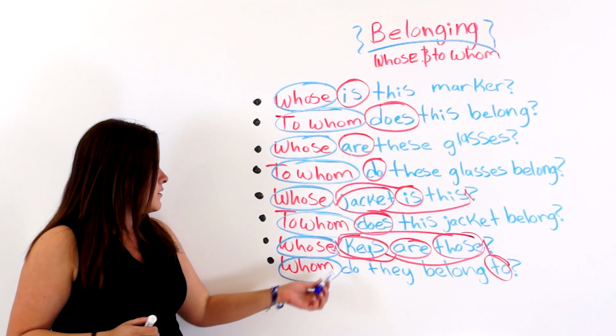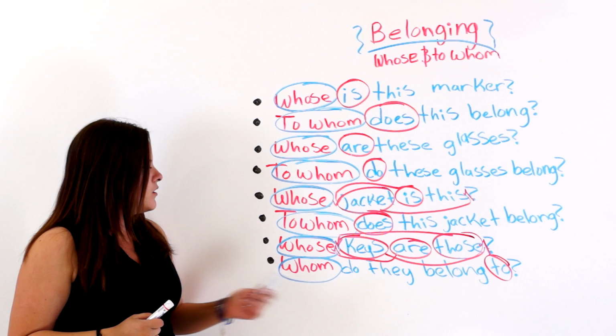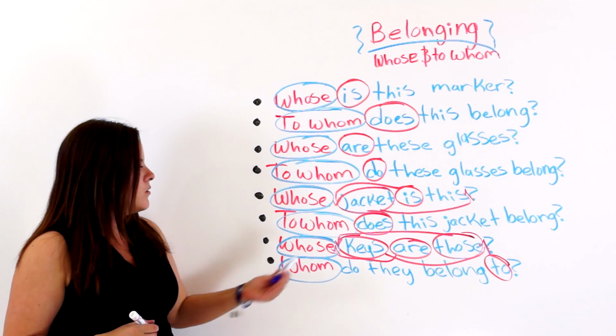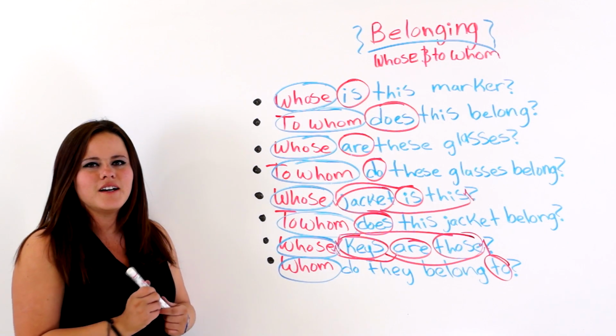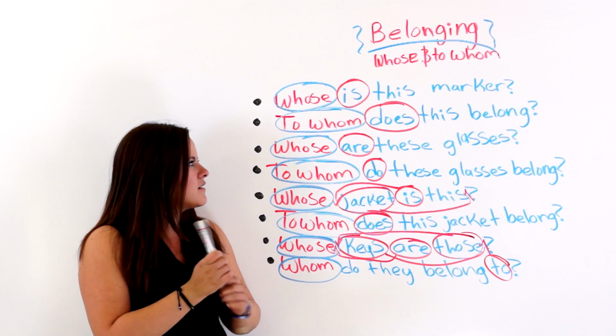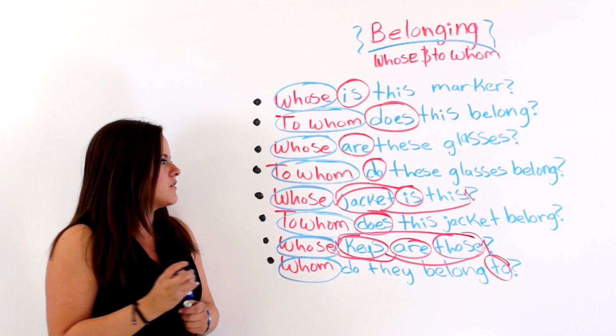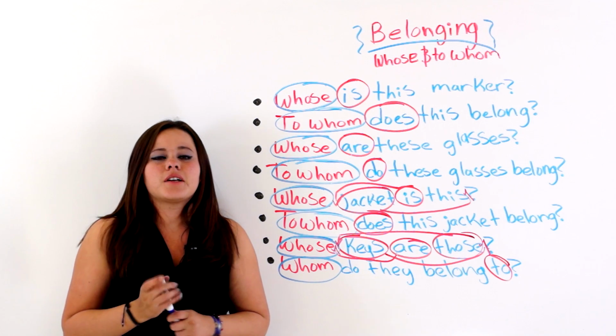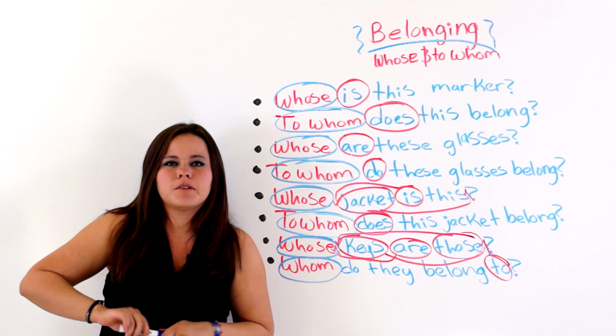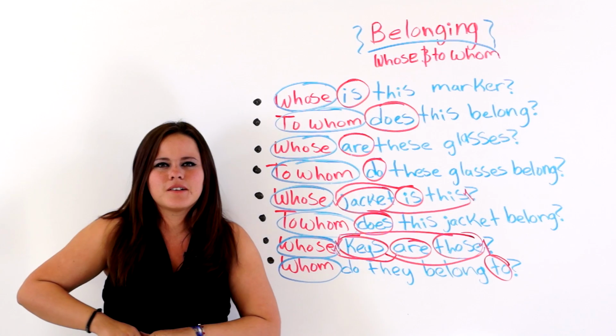Okay? Whose keys are those? Whom do they belong to? Whose are those keys? Okay? There are many ways you can order the statement or the sentence or the question. Okay? Right. We're going to move on to some exercises and examples so you can practice along with me and learn a little bit more.